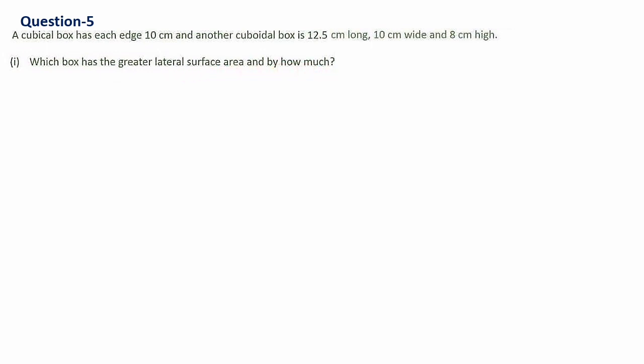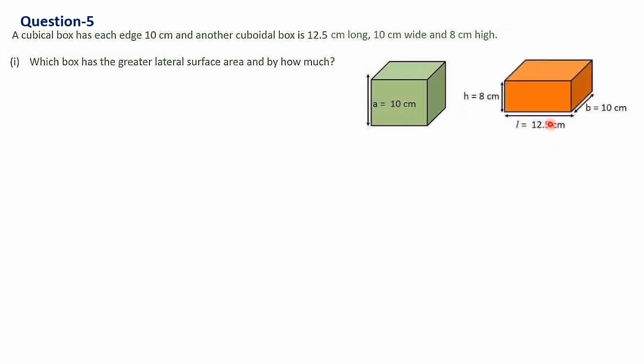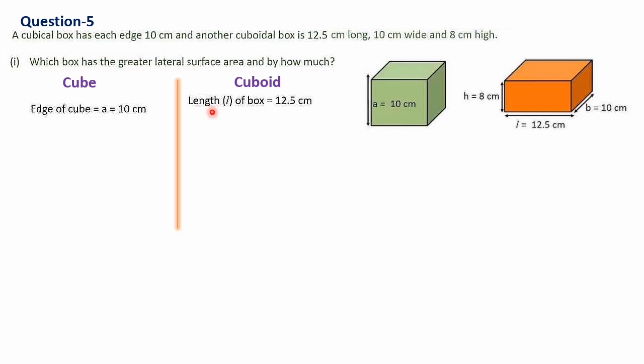So we have to find out the lateral surface area of these two shapes and we have to compare. The first one is a cube, side is given to you 10 centimeter, and the second one is a cuboid, length is 12.5, breadth is 10 and height is 8. So for cube the dimensions we have to write, and for cuboid also we have to write the dimensions. Edge of cube is 10 centimeter and the length of the box is 12.5 and breadth is 10 centimeter and height is 8 centimeter. Go through the units, here in centimeter, here also in centimeter, so no conversions.